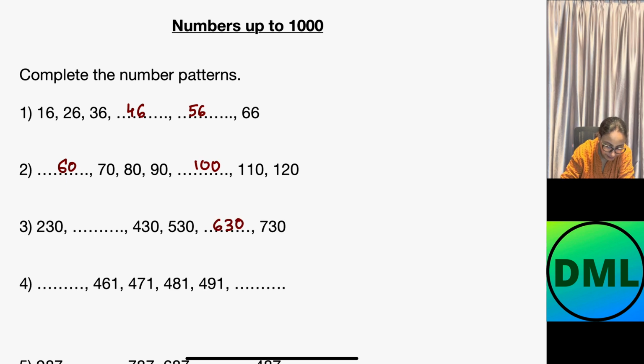Let's see the first number here, 2. After 2, it is 3. So our missing number will be 330. Let's see the next example here. Dash, 461, 471, 481, 491 and dash.